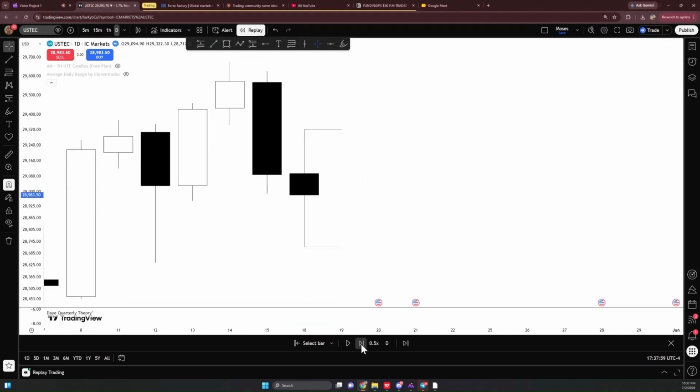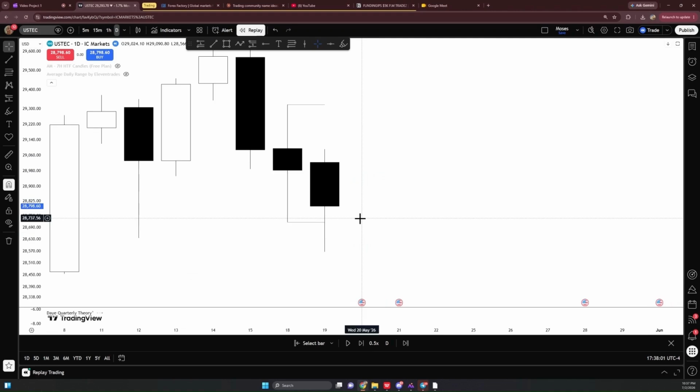So you can see the next day opens up, right? Stabs into the low and closes inside the range of this previous candle, right?